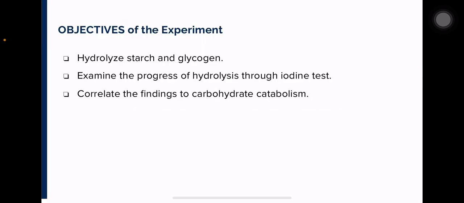By the end of this experiment, you should be able to, first, hydrolyze starch and glycogen, which are the two major polysaccharides. Second, monitor the progress of hydrolysis using the iodine test. And lastly, correlate your findings to how carbohydrate catabolism occurs in the human body. As a medical laboratory science student, understanding these reactions is essential for interpreting biochemical processes related to digestion and metabolism.